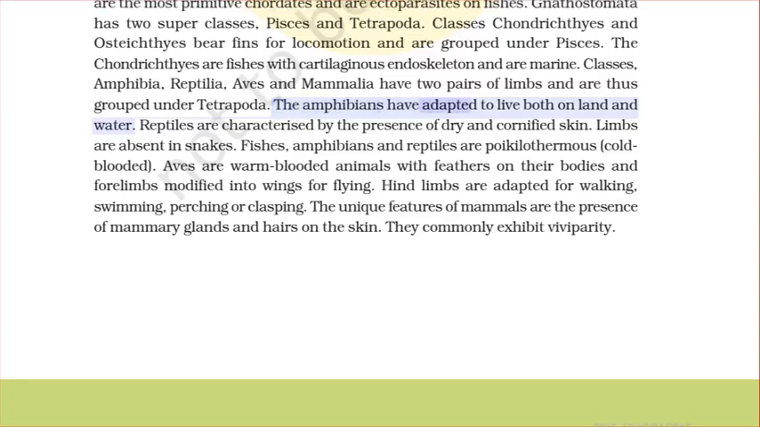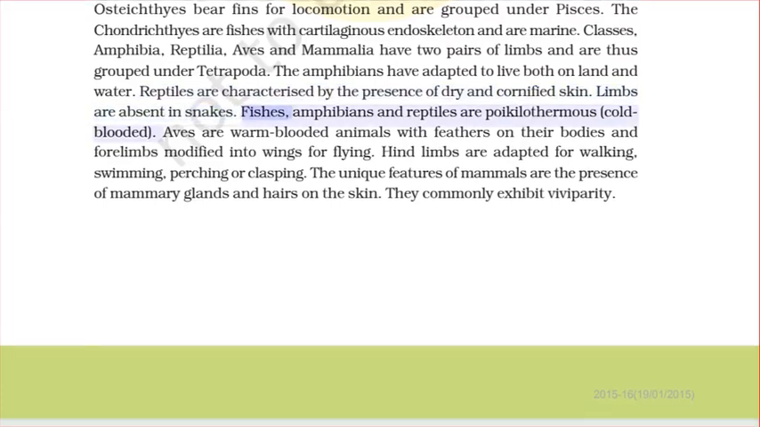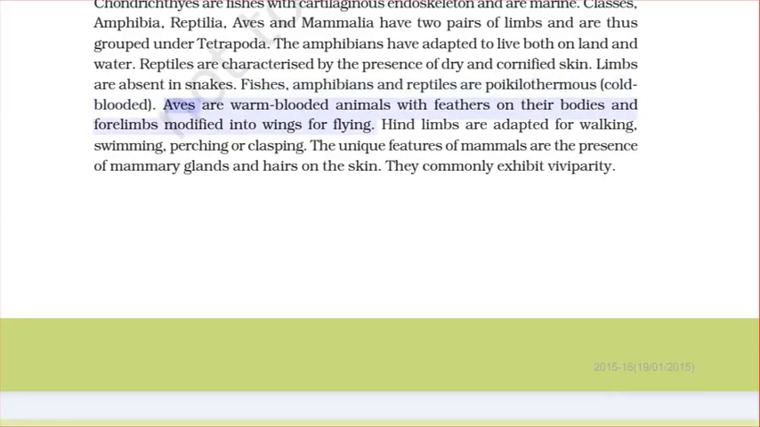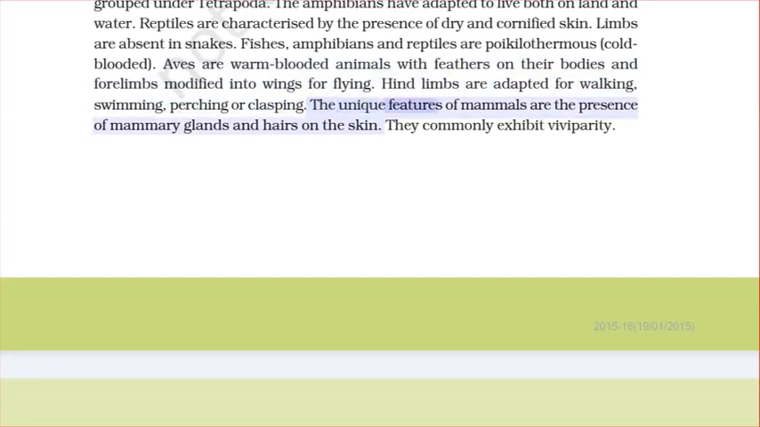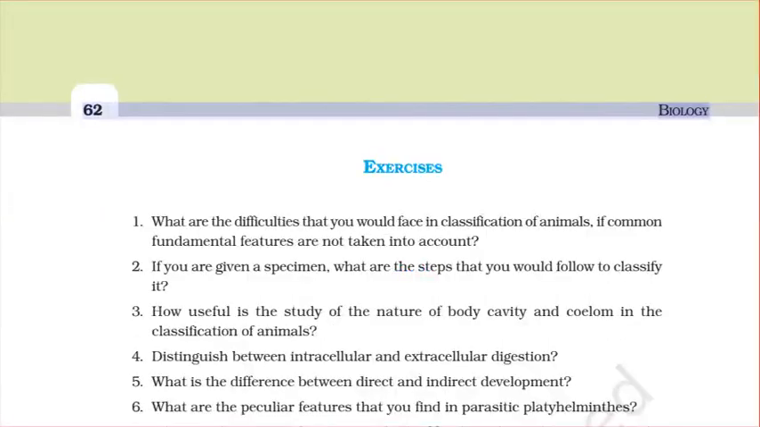The amphibians have adapted to live both on land and water. Reptiles are characterized by the presence of dry and cornified skin. Limbs are absent in snakes. Fishes, amphibians and reptiles are poikilothermous, cold-blooded. Aves are warm-blooded animals with feathers on their bodies and forelimbs modified into wings for flying. Hind limbs are adapted for walking, swimming, perching or clasping. The unique features of mammals are the presence of mammary glands and hairs on the skin. They commonly exhibit viviparity.